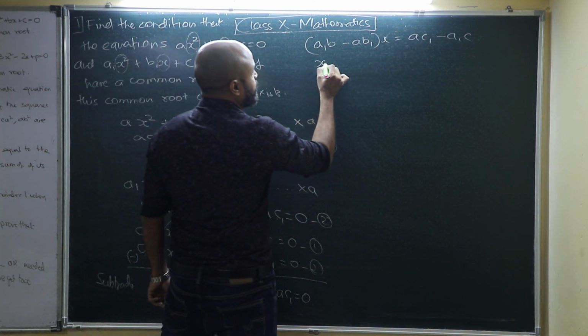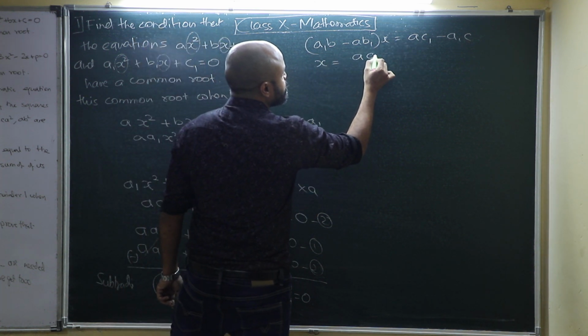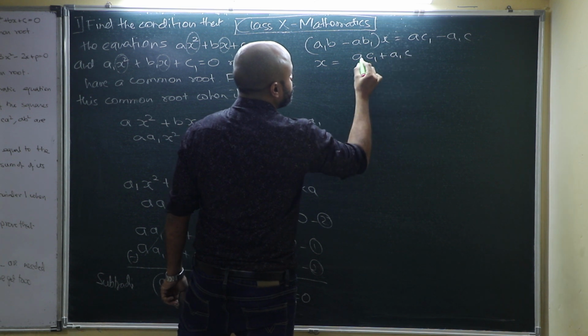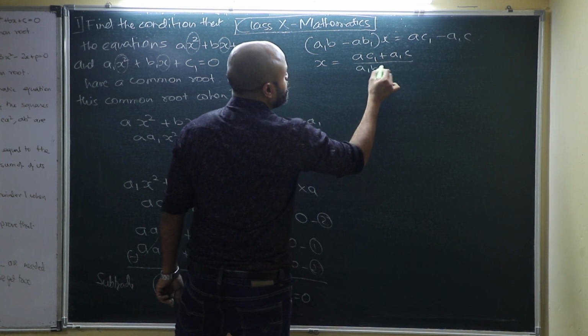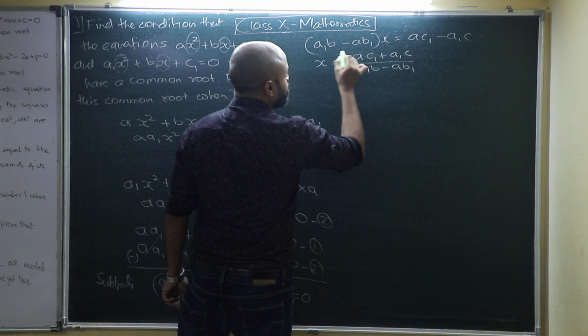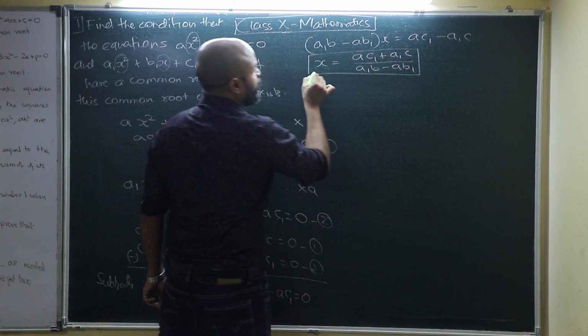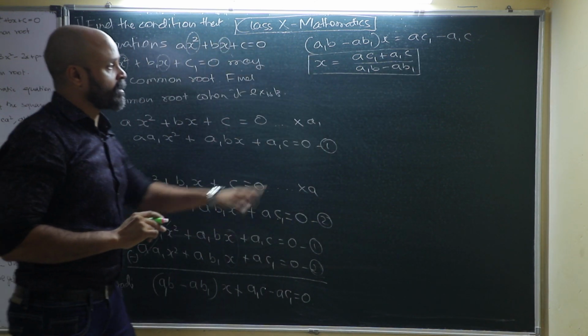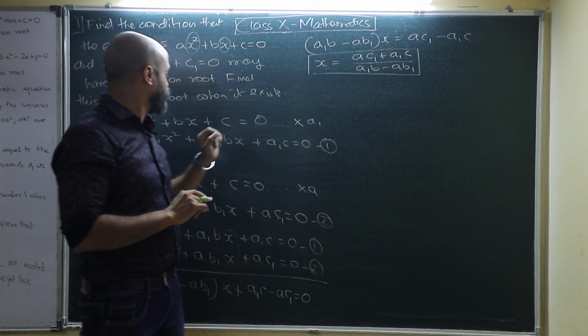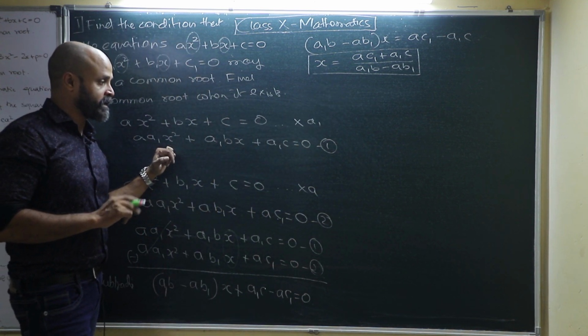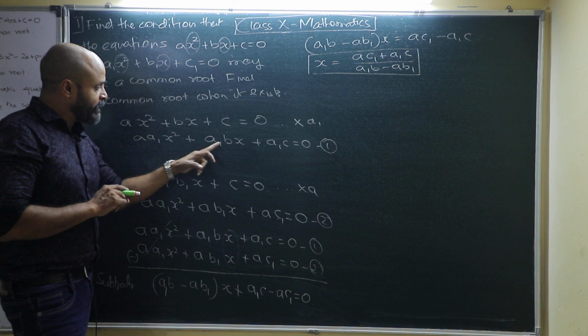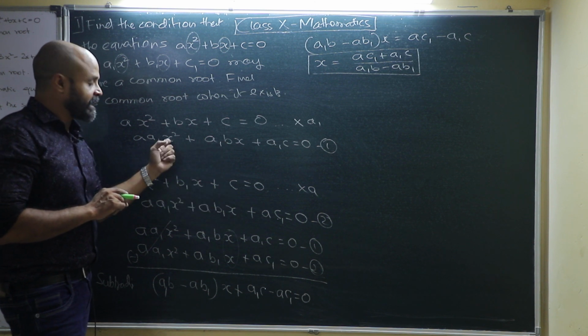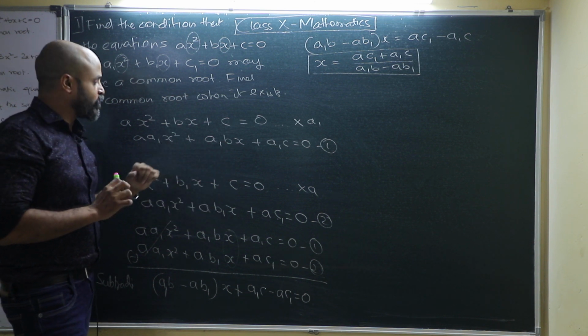So what do we have here? x is equal to (ac1 + a1c) upon (a1b - ab1). So here you get the value of x. Now it's not just this x; we have to satisfy the equation in terms of x square as well. So now what we need to do is eliminate this x and get the value in terms of x square. So what do we need to do for this?